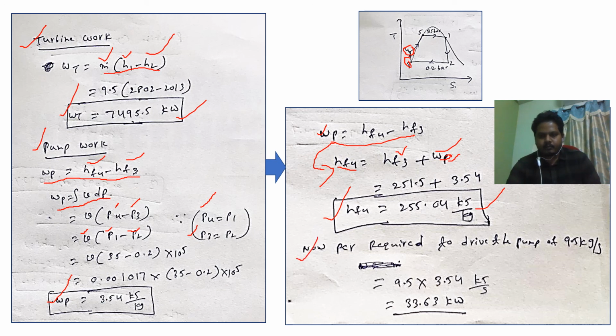Now the power required to drive the pump, in kilojoules per second, is 9.5 into 3.54. Here 3.54 is the work input to the pump and 9.5 is the mass flow rate. So we can get the value 33.63 kilowatts.